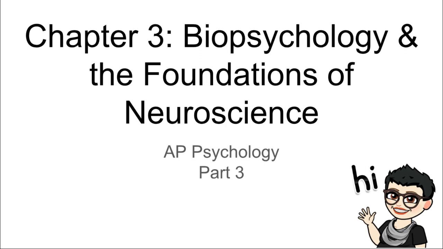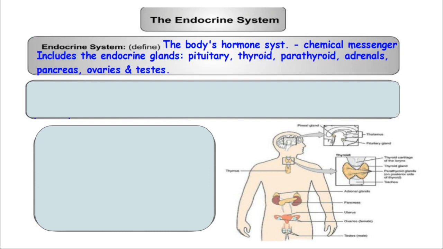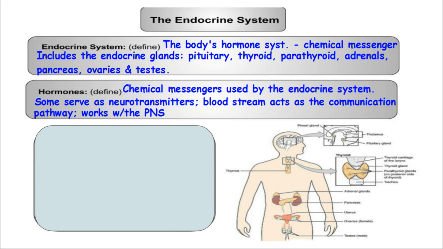Biopsychology and the Foundations of Neuroscience, Part 3, speaking about the endocrine system. So, the endocrine system, this is the body's hormone system. It's the chemical messengers for the most part, and it would include the endocrine glands, such as the pituitary, the thyroid, the parathyroid, the adrenals, the pancreas, the ovaries, and the testes. All of these would make up that. And probably the big messenger here are our hormones. These are the chemical messengers used by the endocrine system.